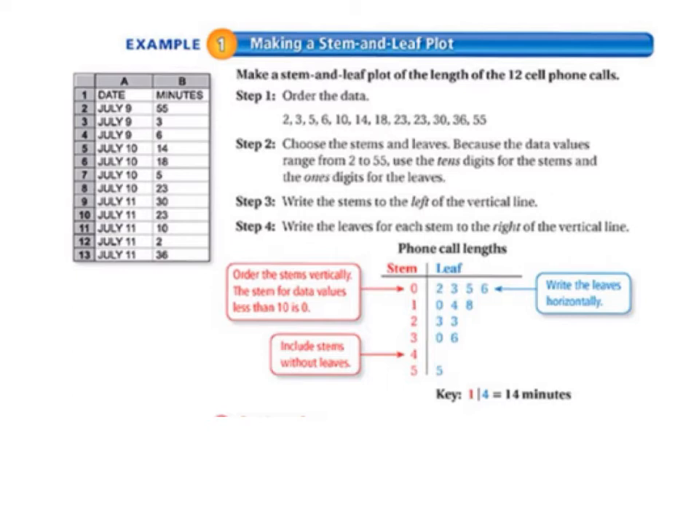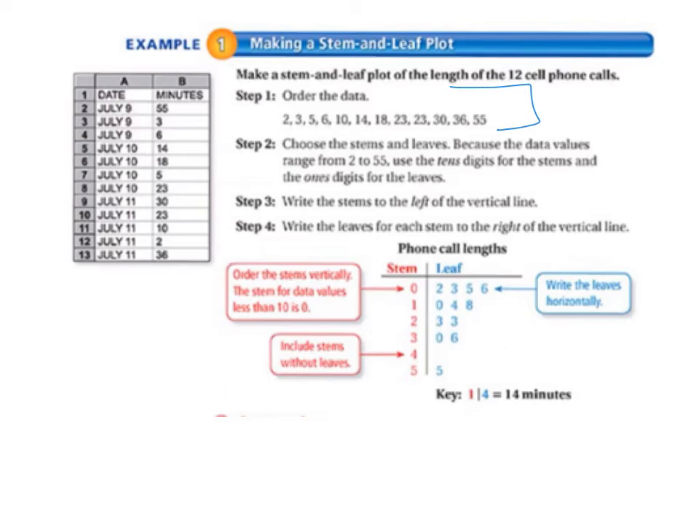Example 1, making a stem and leaf plot. Make a stem and leaf plot of the length of the 12 cell phone calls. Step 1, order the data. So you need to take the data and you need to put it in numerical order. That's always an important step because remember that stem and leaf plots are always in numerical order.